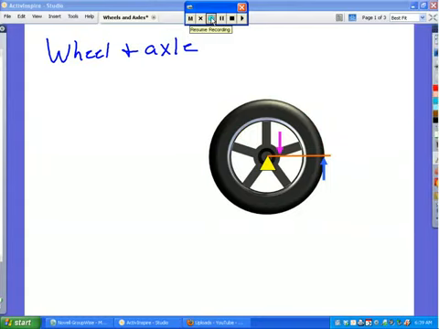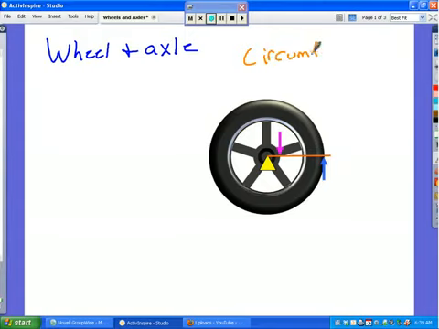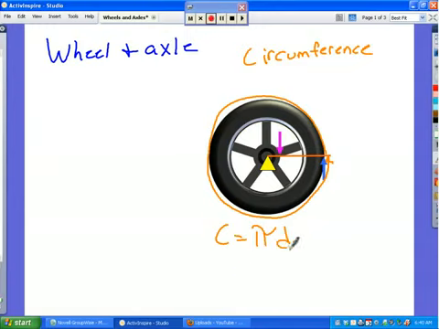Another item that's important to note is circumference when we're talking about wheels and axles. If I want to know the linear distance that a wheel would move if it's gone through one full rotation, I'm going to find my circumference. The circumference is the distance around a circle. In the case of a wheel, that's the distance around the wheel. Formulas for circumference are pi times diameter, or 2 times radius times pi. Radius is just half the width of a circle.